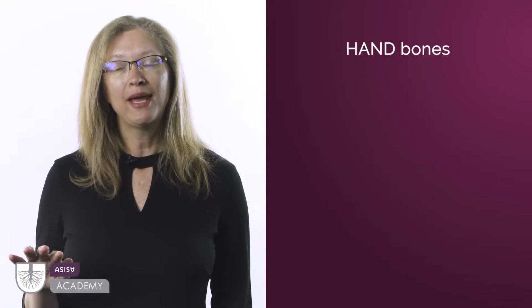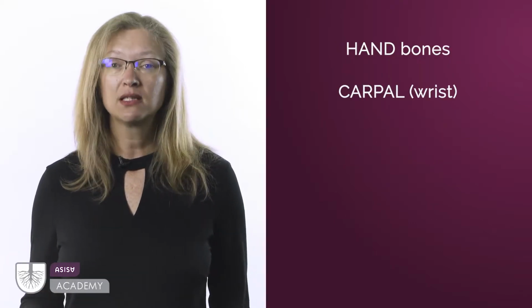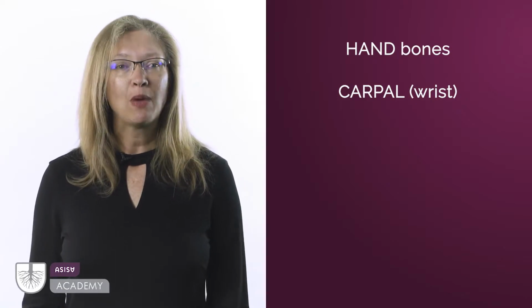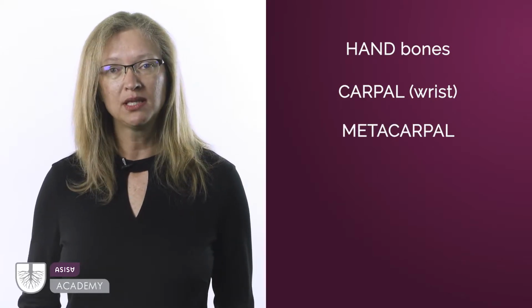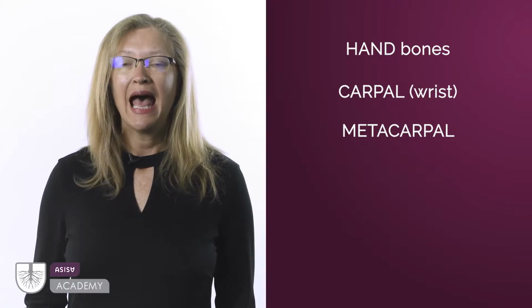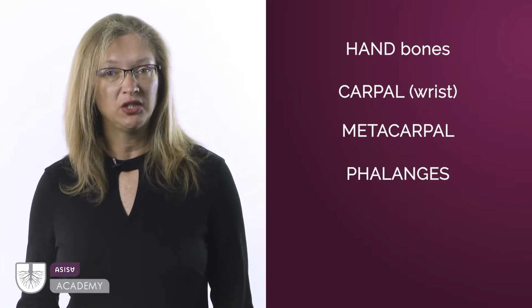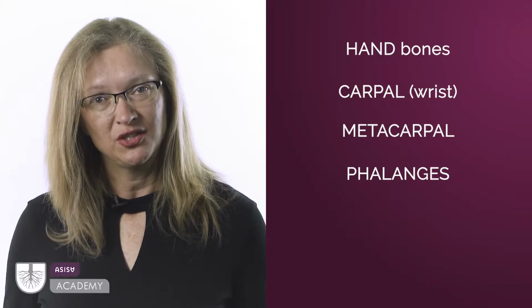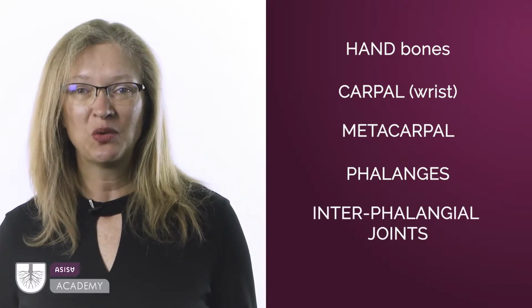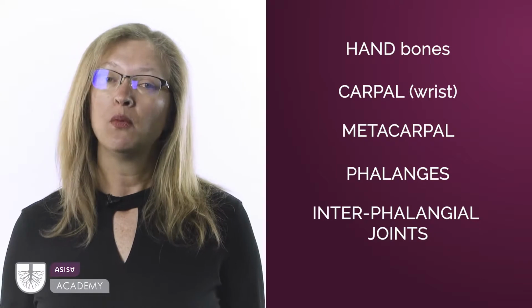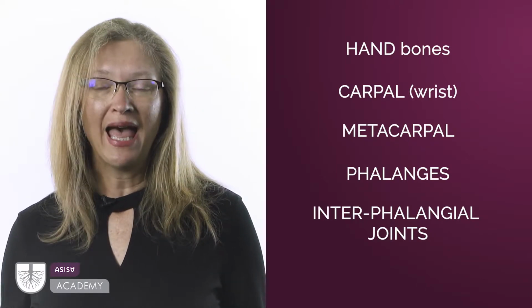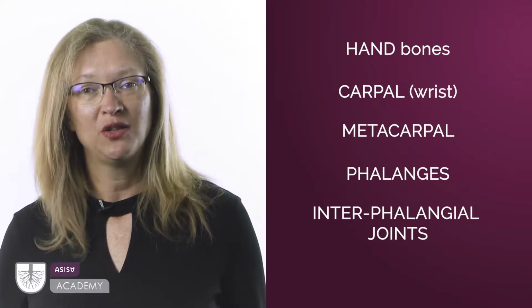In the hand, we have the carpal bones, that's the wrist bones, as well as the metacarpal bones, those are the hand bones, and then the finger bones, the phalanges. The joints between the phalanges are called the interphalangeal joints, and there we have the proximal, closer to the hand, and distal, closer to the fingernails. So distal interphalangeal joint, abbreviated as DIP, and PIP, proximal interphalangeal joint.